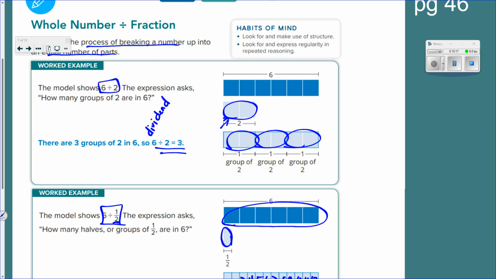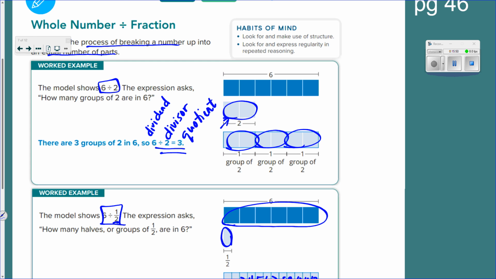My divisor is telling me what's the size of the groups that I'm breaking into, right? So I took my 6. What size was the group that I broke it into? 2. So my 2 is my divisor. And the 3 is the answer to the question. How many groups of 2 are there in 6? In this case, it was 3. So that is my quotient. Is everybody okay with those math terms? Yeah.